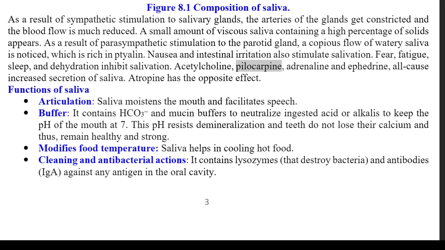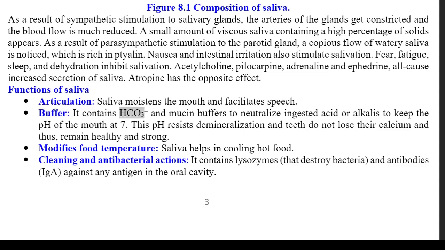Acetylcholine, pilocarpine, adrenaline, and ephedrine all cause increased secretion of saliva. Atropine has the opposite effect. Functions of saliva. Articulation: saliva moistens the mouth and facilitates speech.